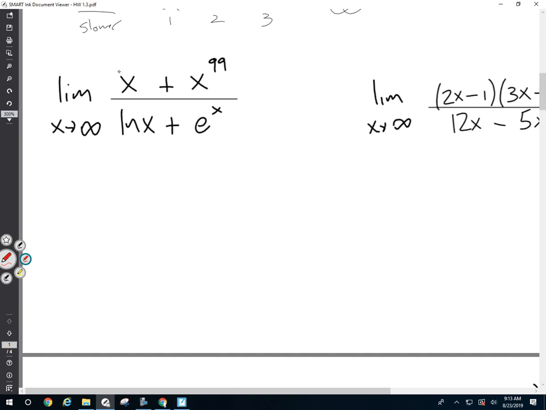This is all about, do you understand relative growths? X to the 99th, faster than x. E to the x faster than log x. Now, in this situation, you cannot algebraically simplify x to the 99th over e to the x. Instead, you need to do it this way, where you say this is a slower growth over a faster growth.